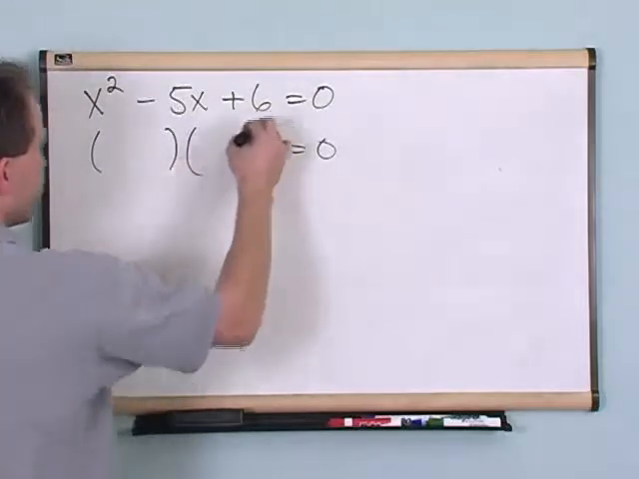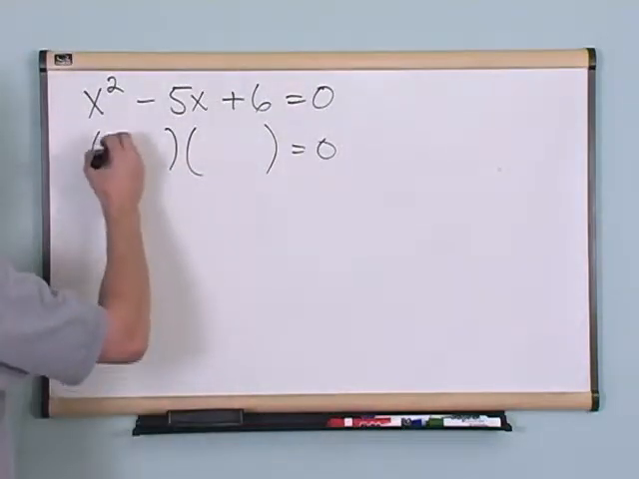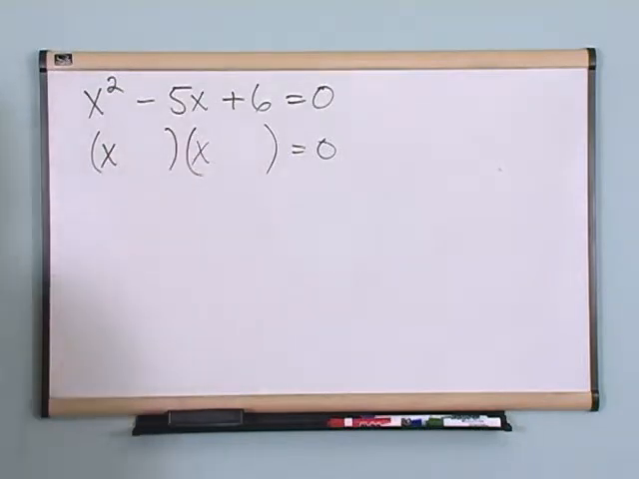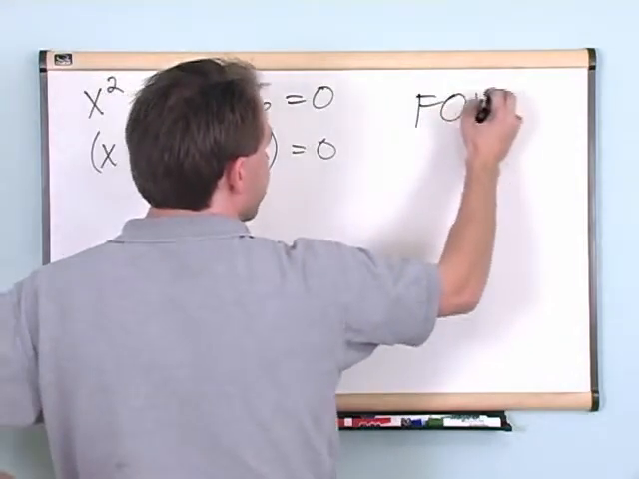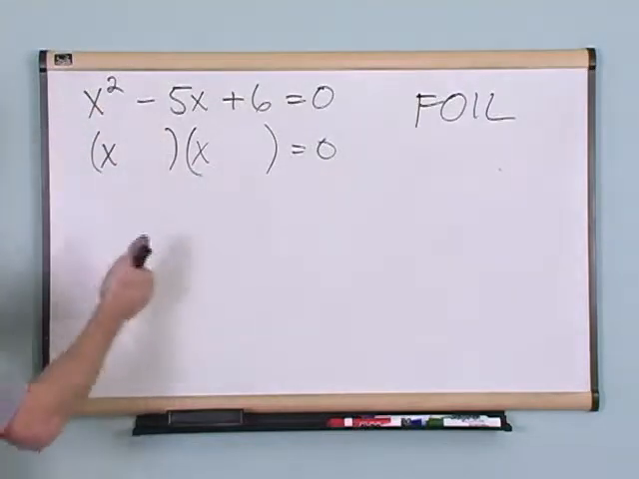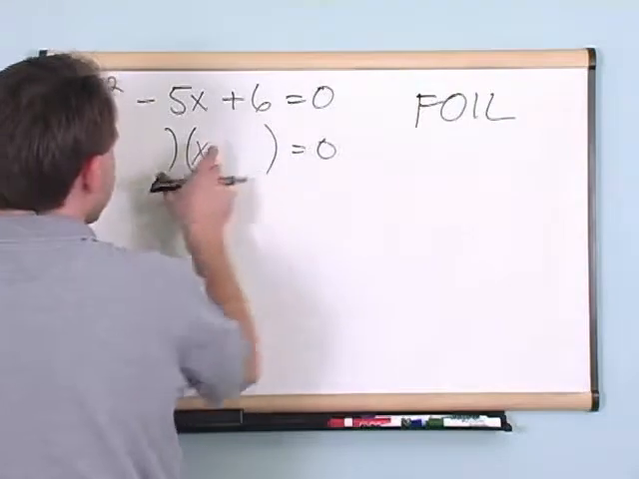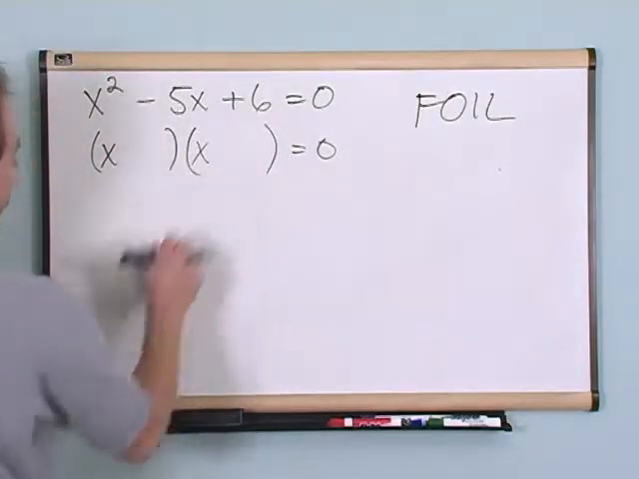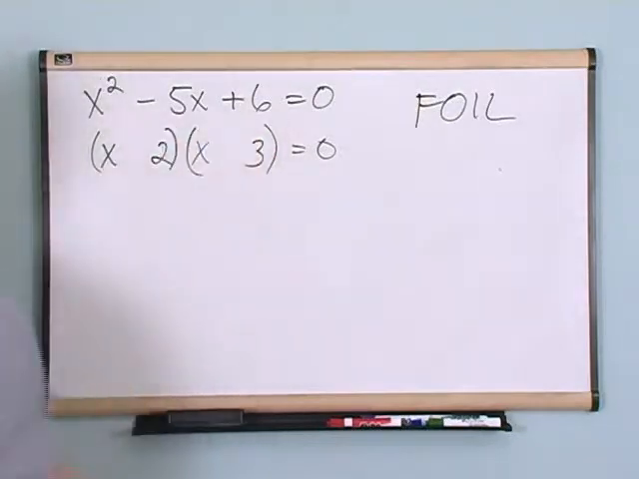I want to factor this into two sets of parentheses. You might remember this from earlier algebra. I put an x here and an x here because in the end, what I'm going to use is FOIL. First term times the first term, I'll just write it over here. First term times first term gives me x times x gives me x squared, so that checks out. Last term times the last term, these two terms here, need to equal 6. So I'm going to use 2 times 3. That's going to give me 6.